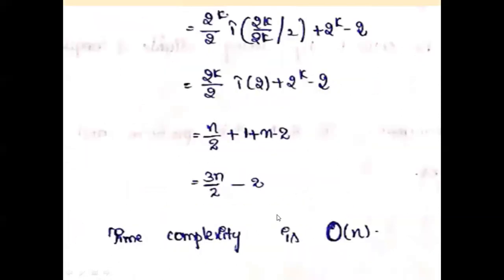Now find the time complexity for the first subproblem, that is n by 2. Substitute n by 2 instead of n: 2 into 2 T of n by 4 plus 2, that equals 4 T of n by 4 plus 4 plus 2. Next, find T of n by 4: substitute n by 4 instead of n, giving 8 T of n by 8 plus 2, that equals 8 T of n by 8 plus 4 plus 2.